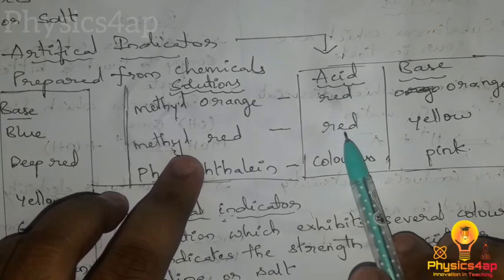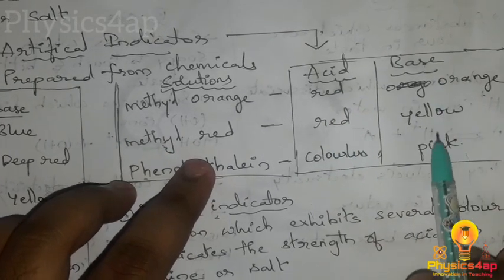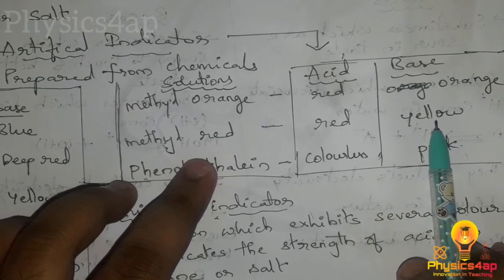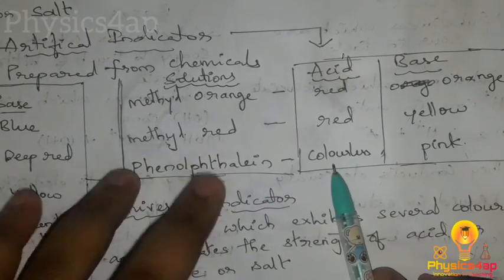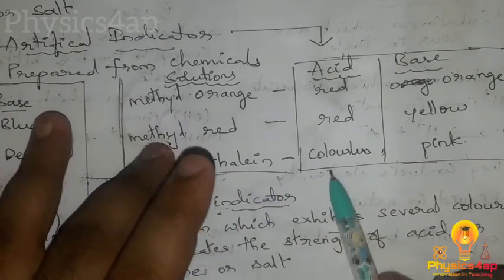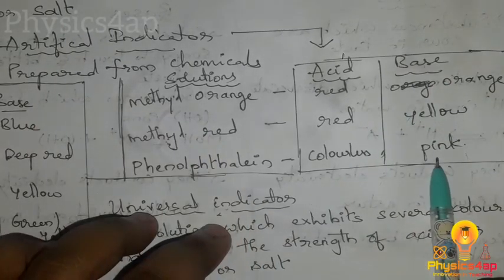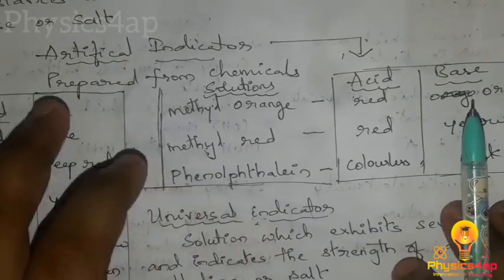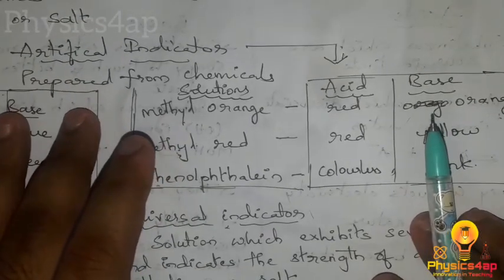And methyl red, for acids it turns red, as you know, but for bases it turns yellow. And phenolphthalein solution, for acids colorless, as phenolphthalein is a colorless liquid. For acids there is no change, but for bases it turns pink. So this is about the artificial indicators which are prepared from chemicals.